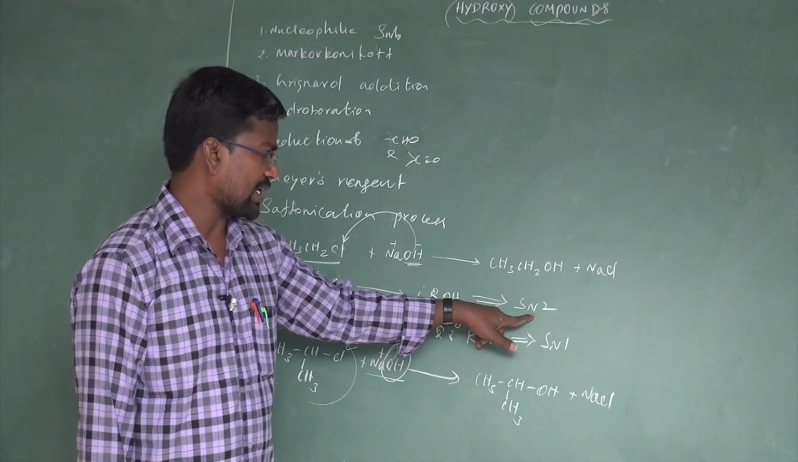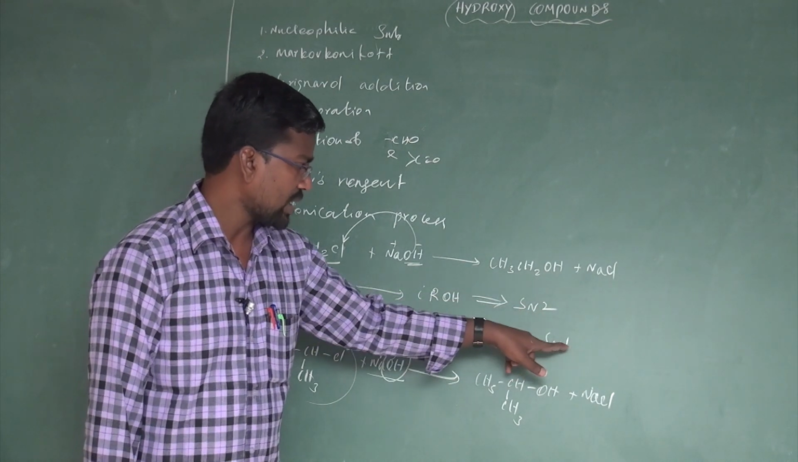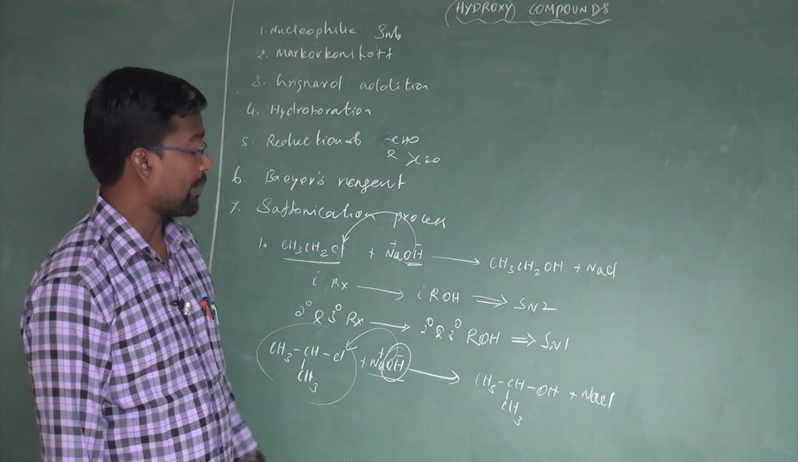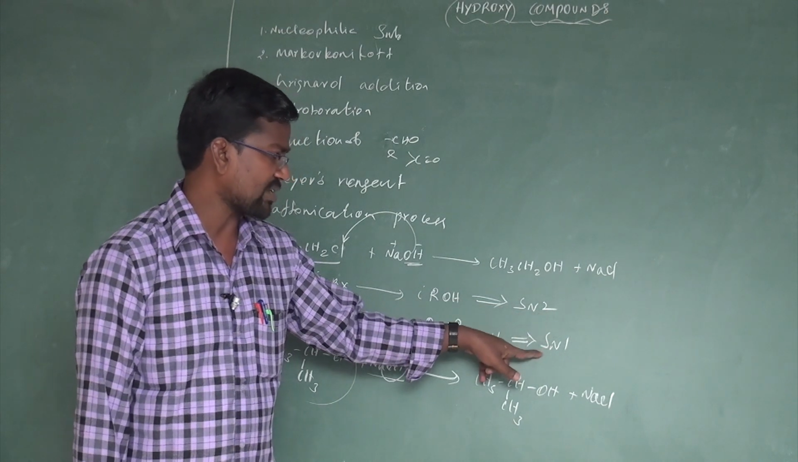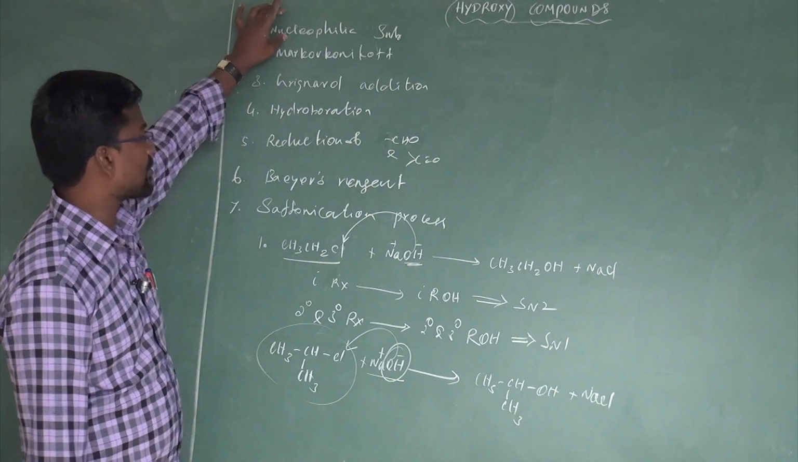SN2 stands for bimolecular nucleophilic substitution. SN1 stands for unimolecular nucleophilic substitution. It depends upon the order of the reaction. SN2 follows second order kinetics, and SN1 follows first order kinetics. This is a nucleophilic substitution reaction.